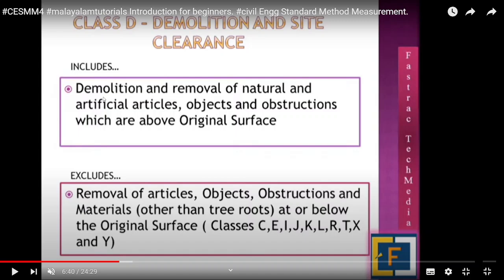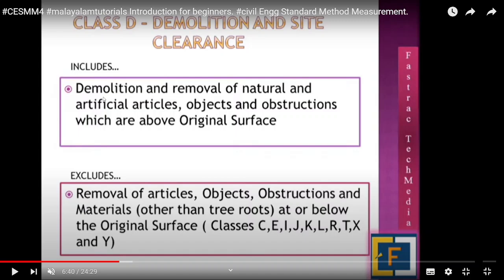See, demolition and site clearance is exactly class D. But removal of articles, objects, obstructions and materials other than tree roots at or below the original surface. See, now you will get the confusion. Clearing the site means removal of articles, objects, obstructions, and materials. Like that, we will think. But really, that is different classes. So it is coming around 10 other classes. It is not included in class D.